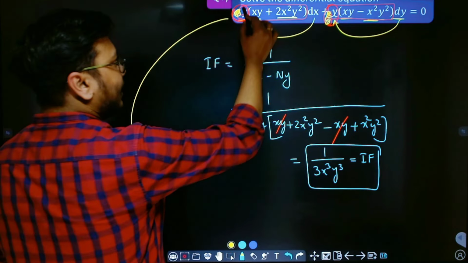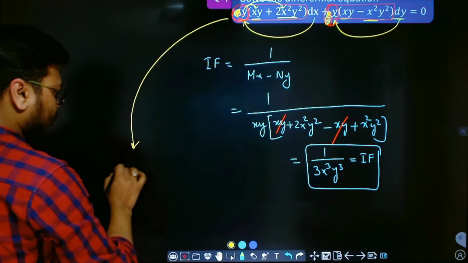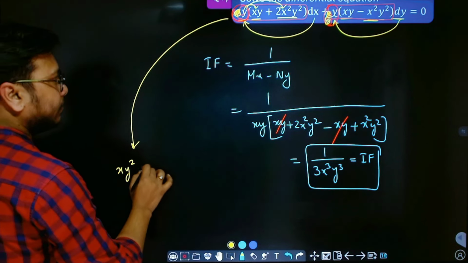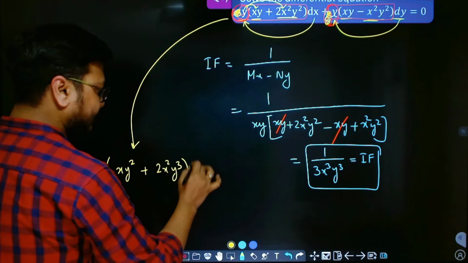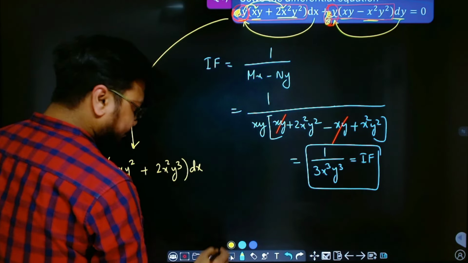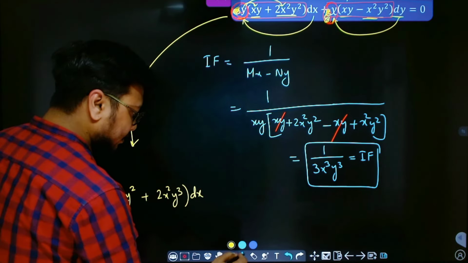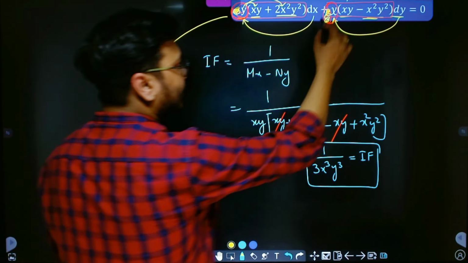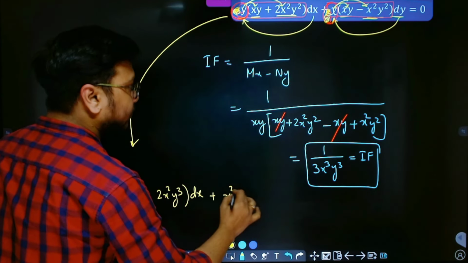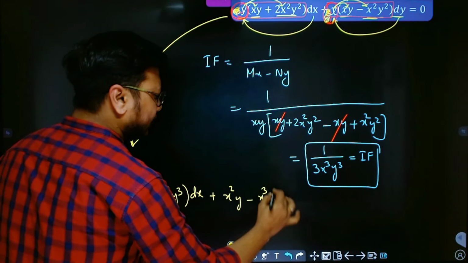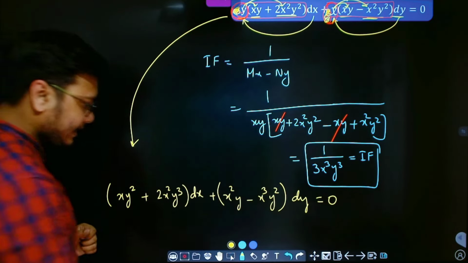So I'll multiply this y inside with each of the terms. Okay, I'll multiply the y which is outside. So it would become xy square plus 2x square y cube whole dx. And I'll just copy this down. Then next one, again I'll multiply this x inside, so it would become plus x square y minus x cube y square dy equals 0. Now I'll multiply with the integrating factor.